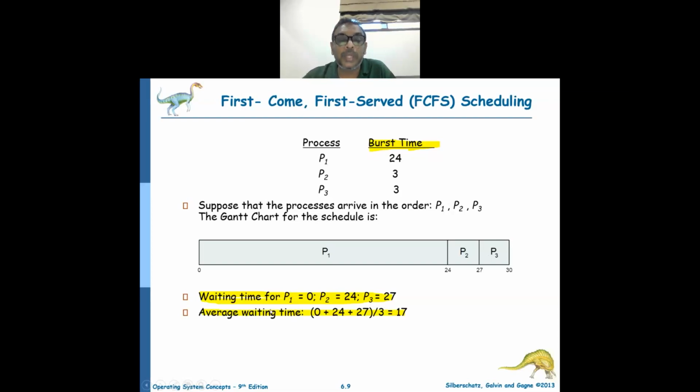So the average waiting time is 0 plus 24 plus 27, divided by the number of processes, which is 3, giving 17. So the average waiting time for each process is about 17 seconds. Any questions so far? Do you understand this first scheduling method?